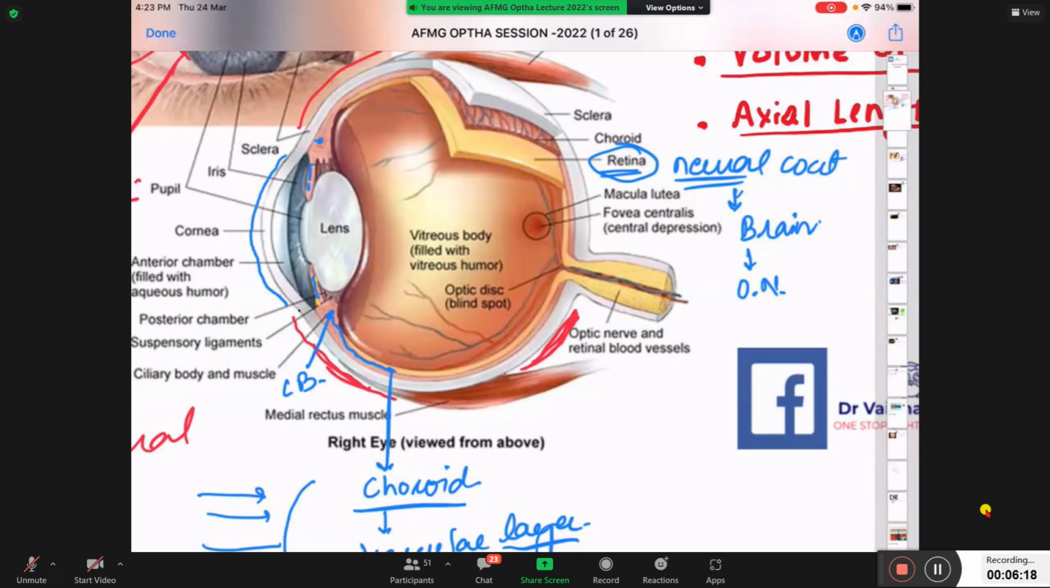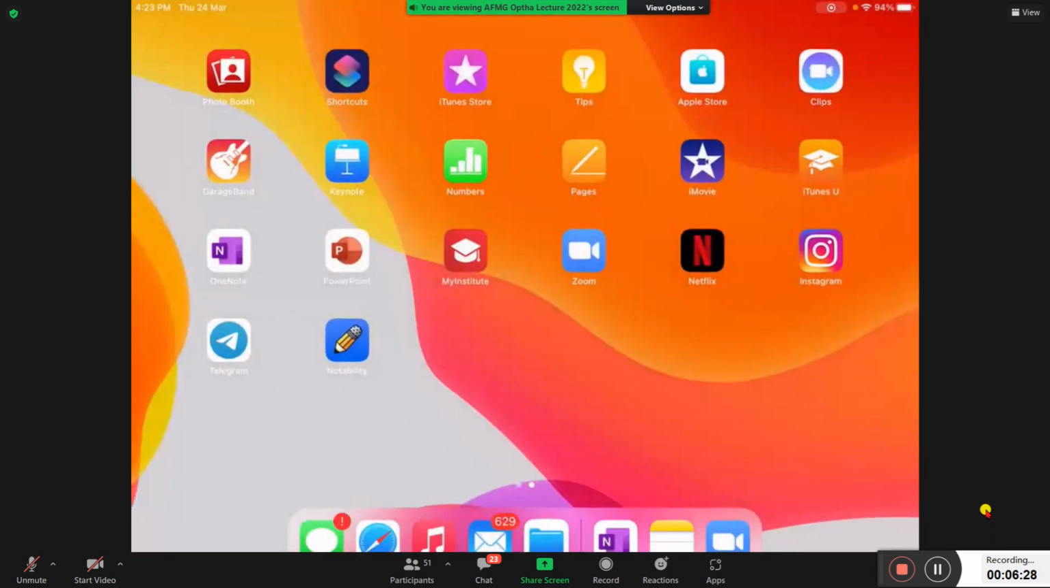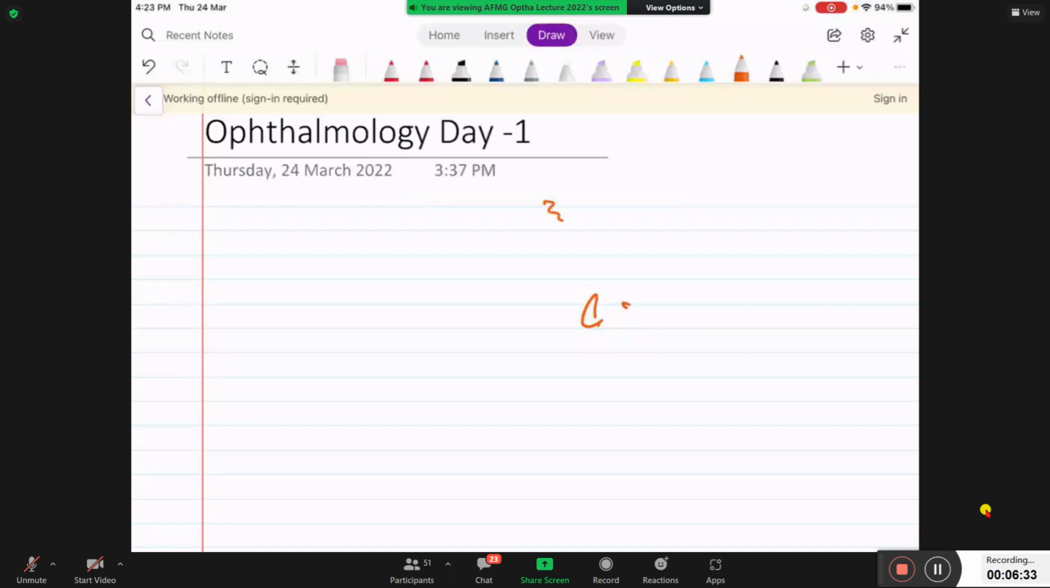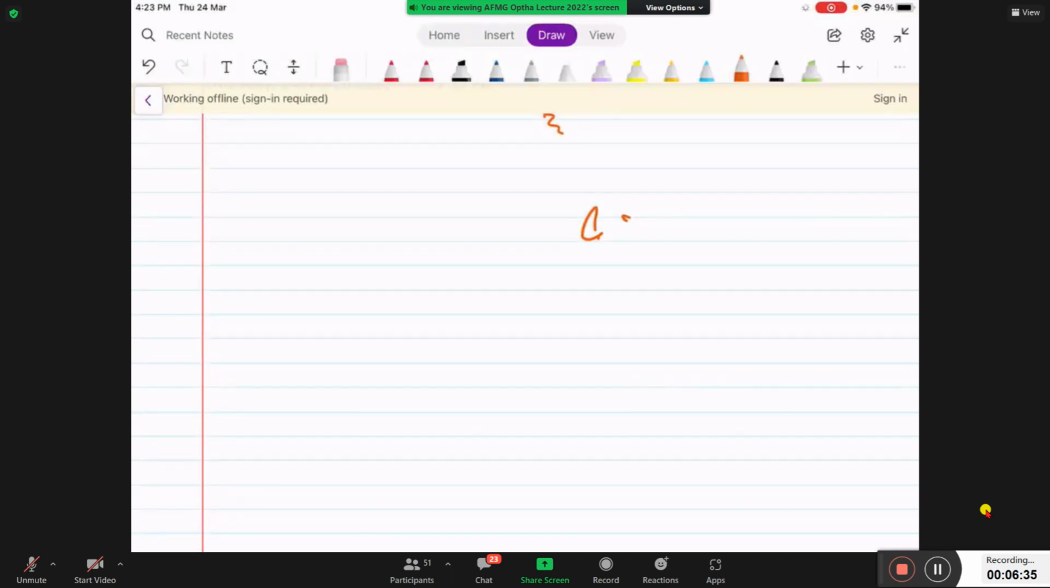Now, one by one, we will take on each and every structure. So, anterior 1/6 part is your cornea, right? So, we will take on cornea in detail first. Now, write down the heading. We will discuss in detail cornea.